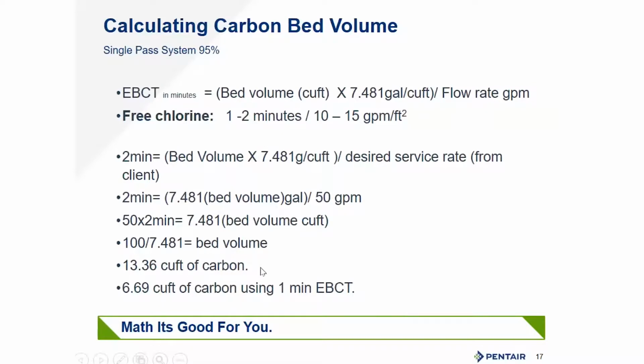We're pushing the water through faster. At 1 minute of empty bed contact time with that carbon, I need 6.6 cubic feet of activated carbon. So you can design around those parameters on what you wish to use. This is the type of thing that's going to determine how much carbon you need in a square foot in a tank to remove that. It needs to be a minimum of 30 to 36 inches deep, and then what diameter tank will make up my square footage.